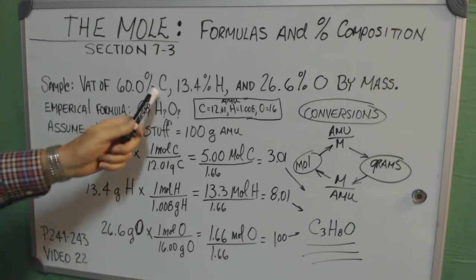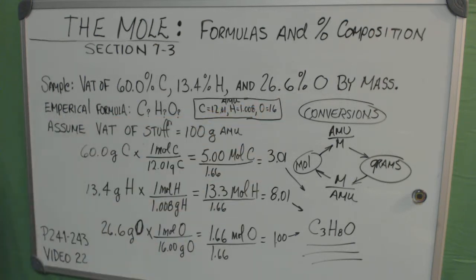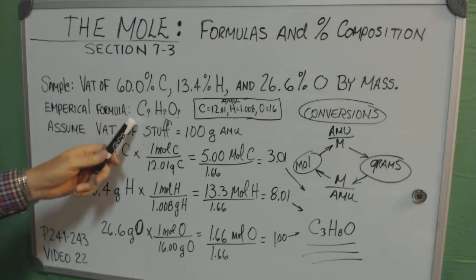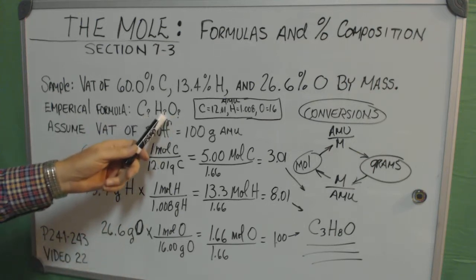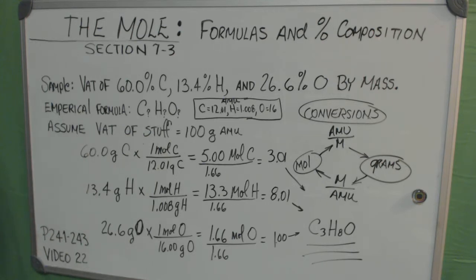With carbon, hydrogen, and oxygen, I know that my empirical formula is going to look something like CHO. And I don't know what the subscripts are going to be. That's what I'm going to calculate.